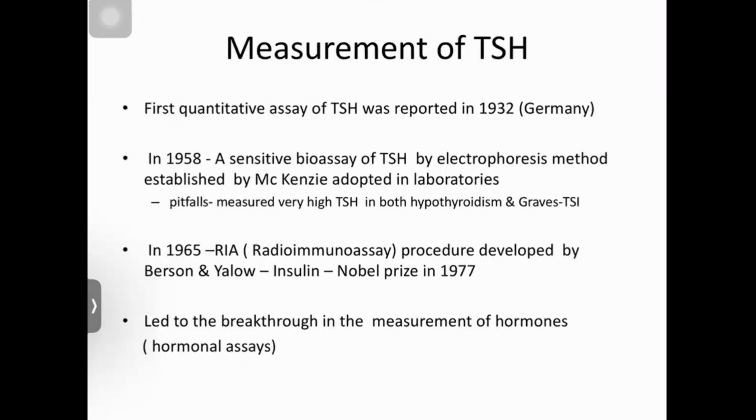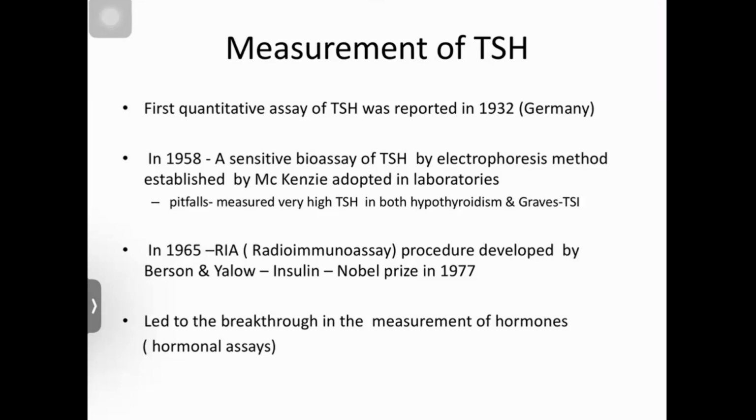So if you look at the history of TSH measurement, you'll find that the first measurement, or the quantitative assay, of TSH was first reported in Germany in 1932. Now, that actually was not replicated, and it did not come up in laboratories across the countries. It was only in 1958 that McKenzie developed the electrophoresis method, which could actually give a sensitive TSH measurement. It was a bioassay of TSH.